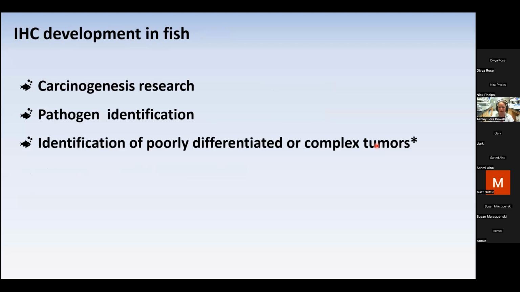Why should we bother developing IHCs in fish? Well, fish are really used in carcinogenesis research, and so immunohistochemistry is useful in differentiating tumor types. It can also be used for pathogen identification, as we saw previously, and could be used to identify poorly differentiated or complex tumors, which is what we're working on now.